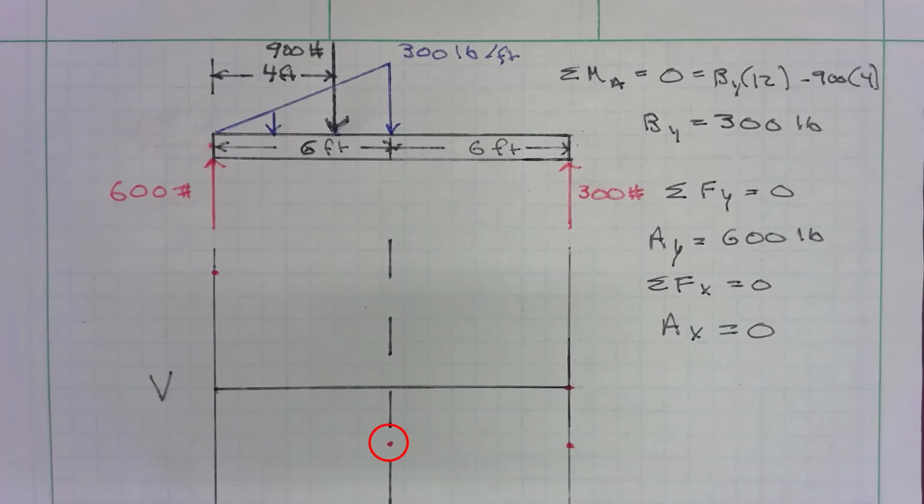And then if we look from 6 feet to 12 feet, there is no force acting on it, so it's constant. It still maintains minus 300 all the way till it gets to B, and then it goes right up by 300. Okay, and this is the point where it gets to 0, and that's what we want.